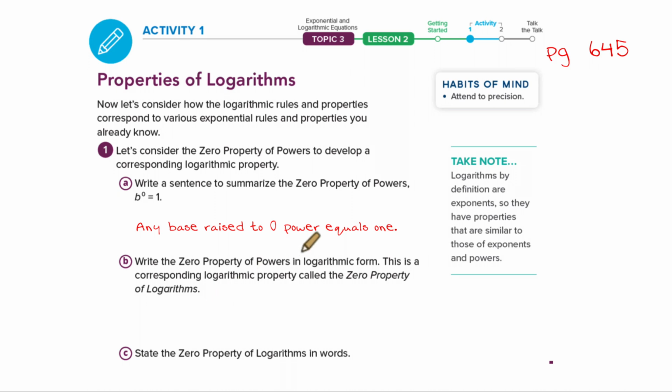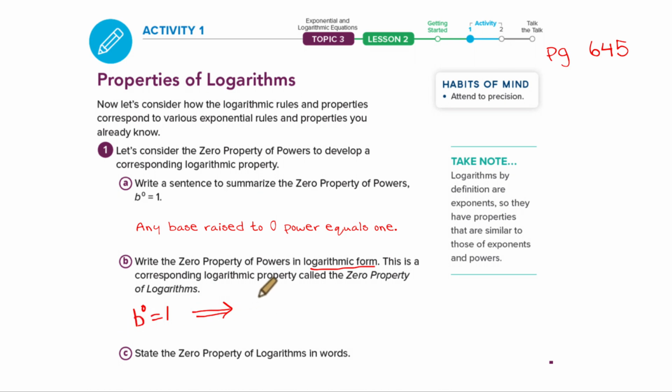Now, it wants you to write it in logarithmic form. So whenever they ask me to do that, I got to write it out in exponential form first. They did it right here for us, but I'm going to rewrite it. The 0 property of powers means that the base to the 0 power equals 1. That's always true. So if I wanted to write this in logarithmic form, which we just had a test on, didn't we? We just did.